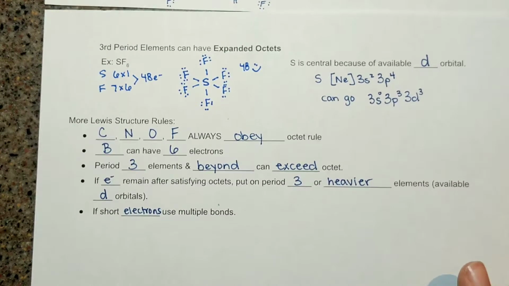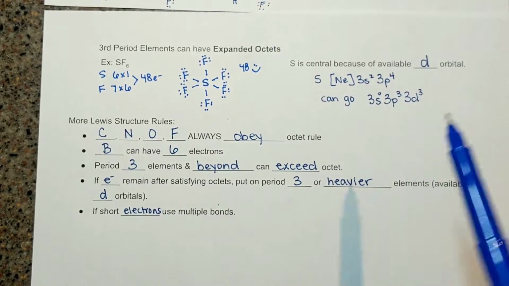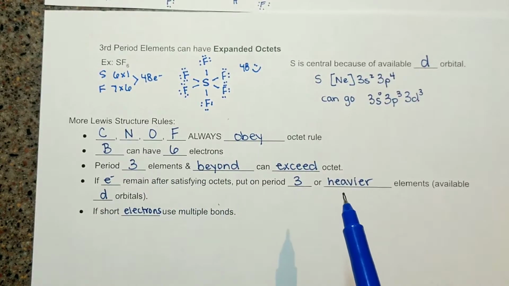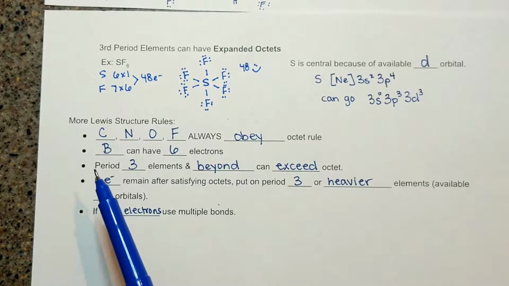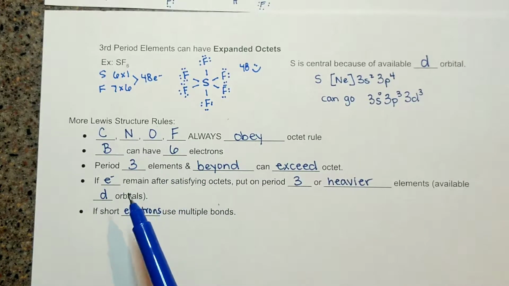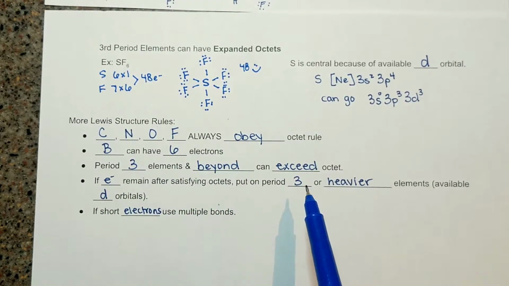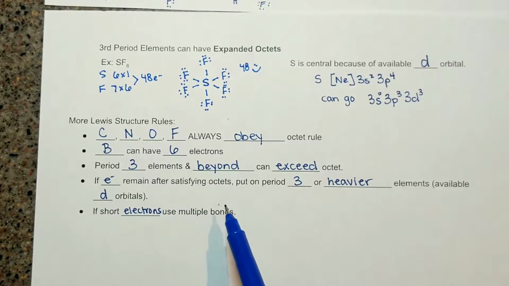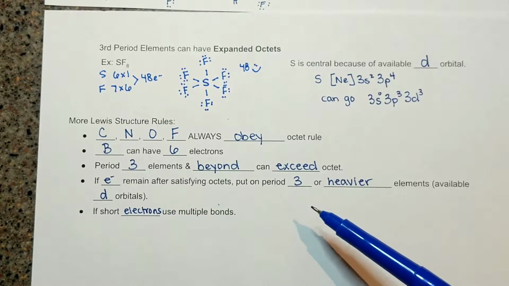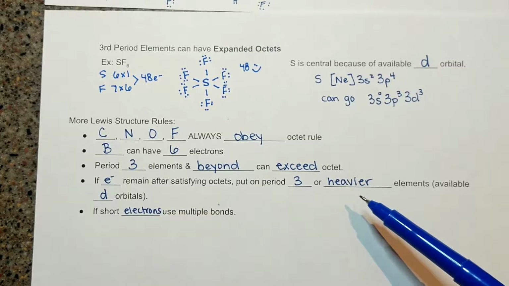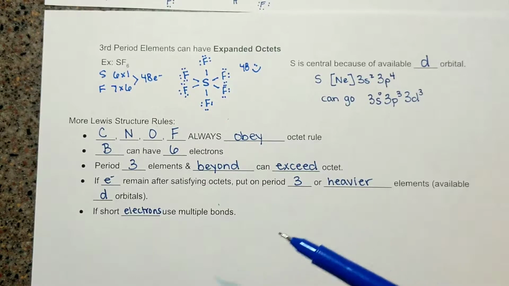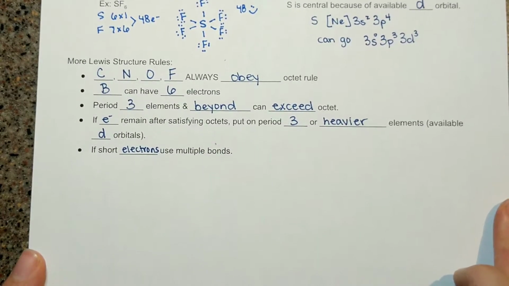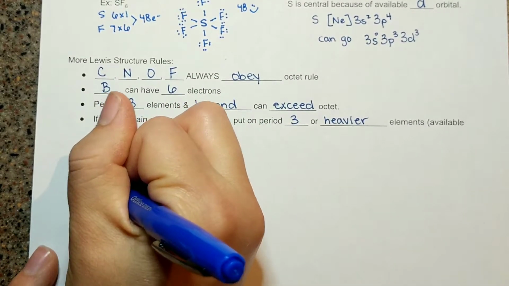So, some more Lewis structure rules, just in summary. Carbon, nitrogen, oxygen, and fluorine always obey the octet rule. They want 8. Boron can have 6. Period 3 elements and beyond can exceed the octet. If an electron remains after satisfying the octet, we put it on the period 3 or heavier element, which is our central atom. And if short electrons, we use multiple bonds. I'm going to go over one example where we would use multiple bonds.